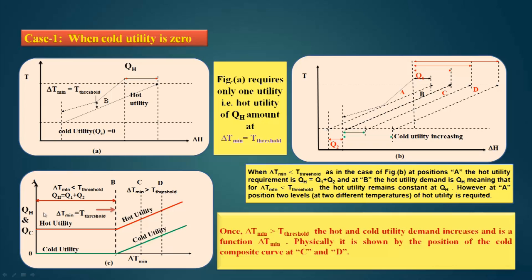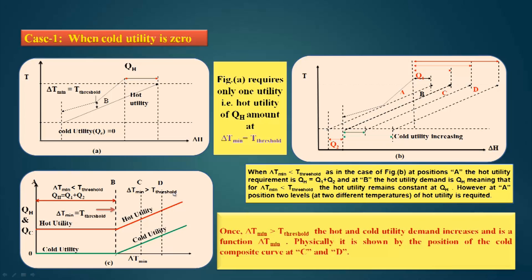that if I am operating my HEN in this zone, that is below T threshold, if I am able to operate my heat exchanger network with delta T minimum less than T threshold, then I will require only hot utility and no cold utility. This means that one has to put a boiler only for generation of the steam, or a heater for the generation of hot water or hot oil to service the hot utility demand, and he does not have to go for any generation of cold utility using a cooling tower. So, a lot of saving can take place.